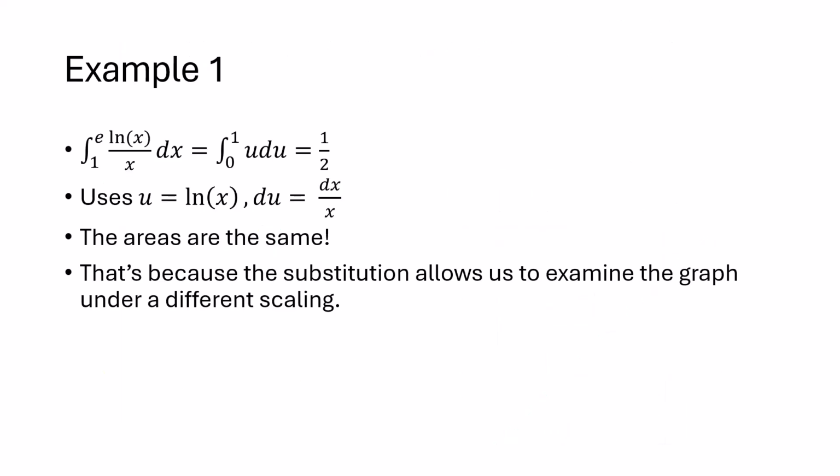So the integral from 1 to e of ln of x divided by x dx is equal to the integral from 0 to 1 of u du, and both of those integrals equal 1/2. But here we're using that u is equal to the ln of x, and du equals dx over x. And that's from the chain rule. So what we've established here is that the areas under these curves are the same. And that's because the substitution allows us to examine the graph under a different scaling.